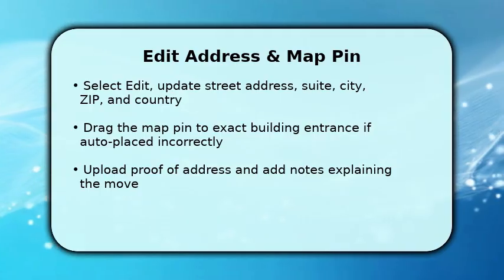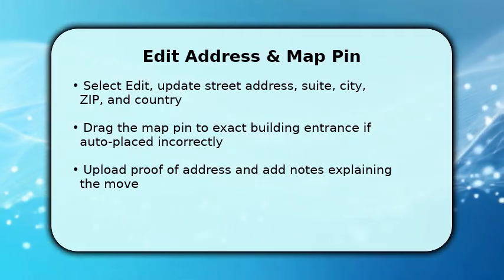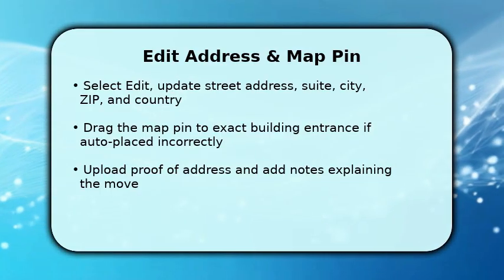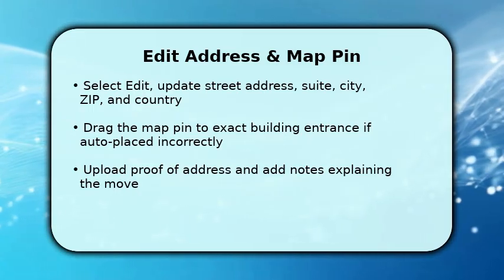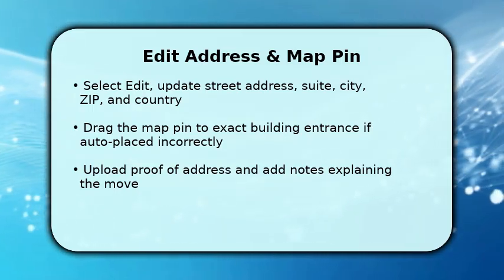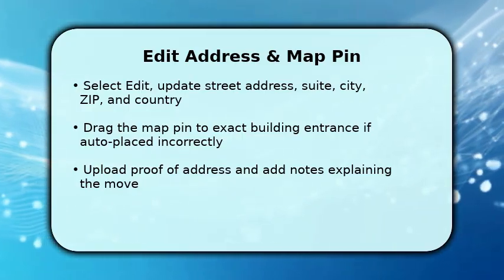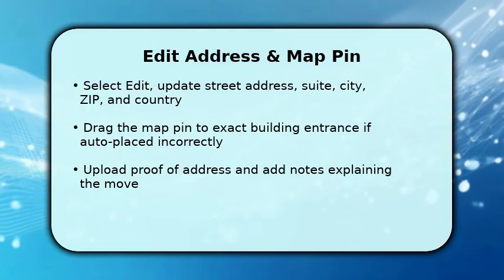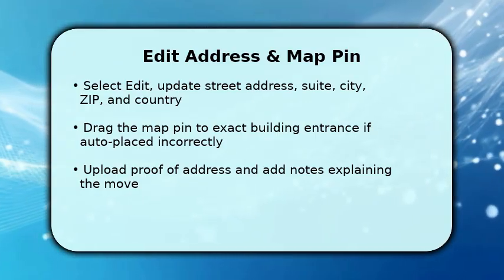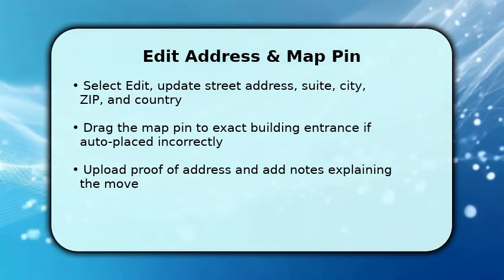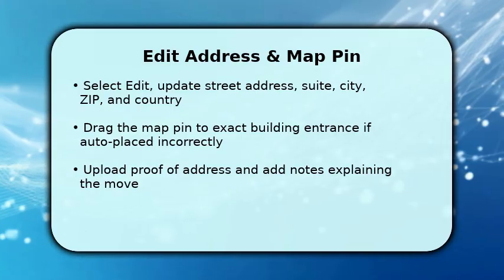Now you'll update the address fields and reposition the map pin for accuracy. Enter the street, suite, city, zip, and country exactly as on your proof. Small typos create verification rejections. Then drag the pin to the correct entrance or coordinate to align with Apple's map tiles. Attach the proof document and add a concise note explaining the relocation date and reason.